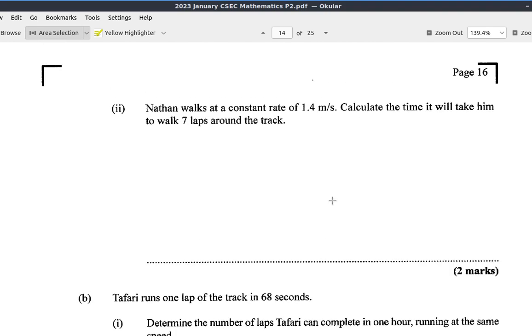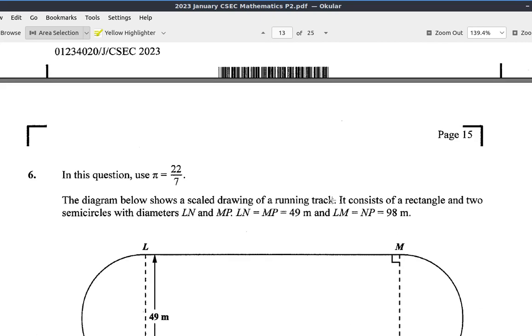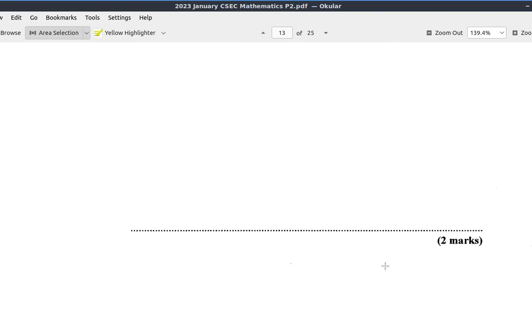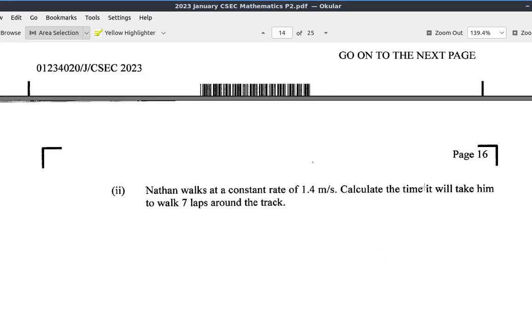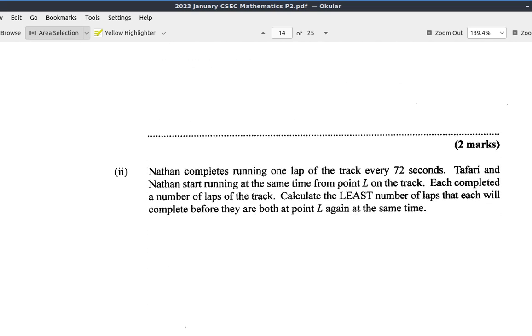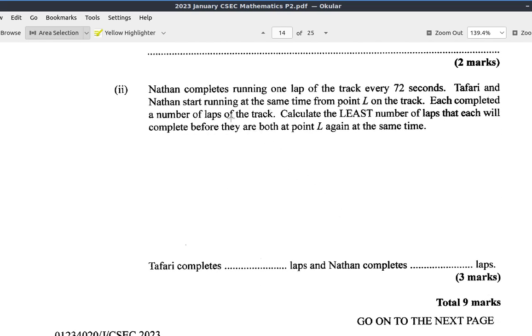Now, what did we calculate before? In the previous video, we showed that the length of the track is 350 meters. And we calculated the time it would take Nathan to walk 7 laps around the track, and determined the number of laps Tafari can complete in 1 hour running at the same speed, if he runs 1 lap in 68 seconds. Then here it says Nathan completes running 1 lap of the track every 72 seconds.